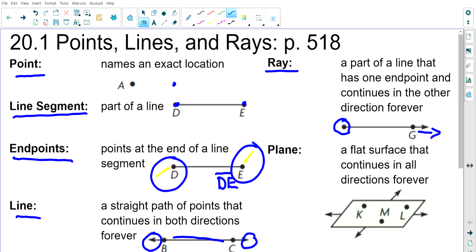A plane, P-L-A-N-E, plane, is a flat surface that continues in all directions forever. So you've heard of our plane shapes, like squares, circles, triangles. That's what a plane is, but the true definition is that it can continue in all directions forever. It's a little bit hard to imagine, but that is true.